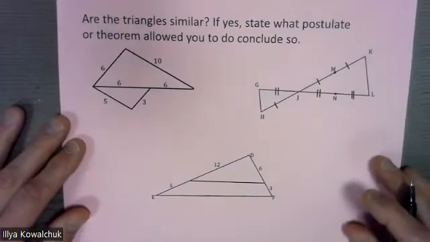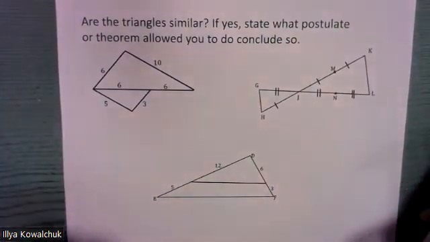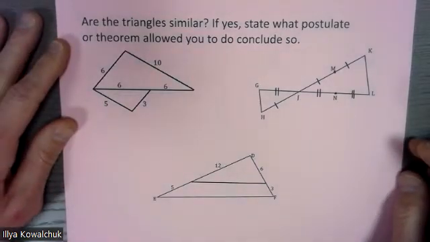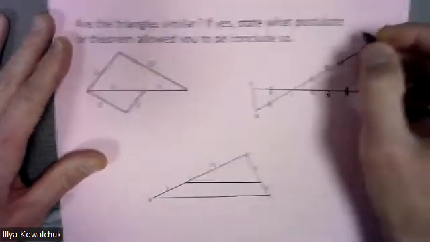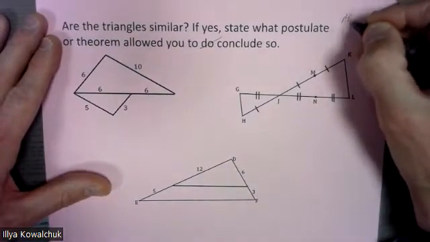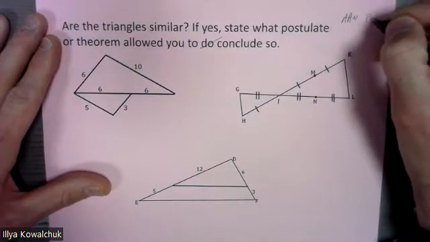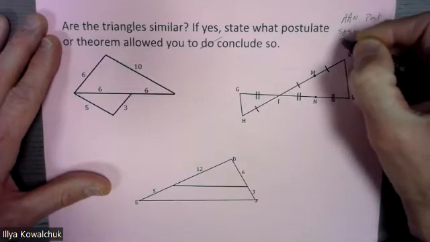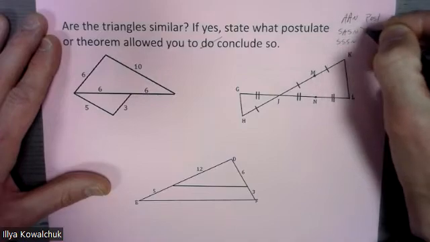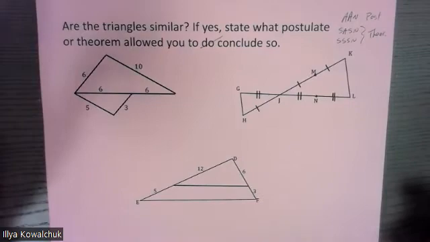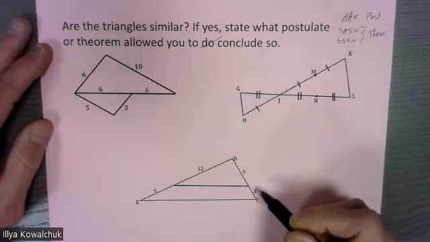Now the question is, are these triangles similar? If yes, state what postulate or theorem allowed you to conclude so. So we have our 3 postulates and theorems. We have angle, angle, similarity. That's a postulate. And then we have side, angle, side, similarity, and side, similarity, and those are our theorems.